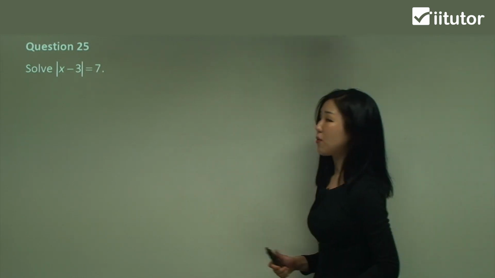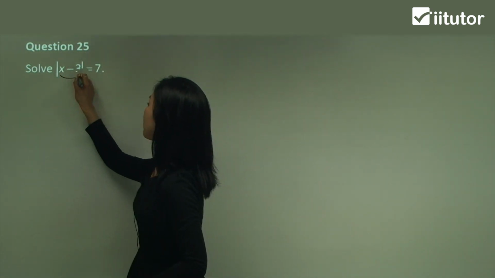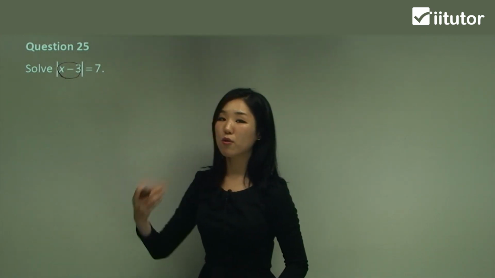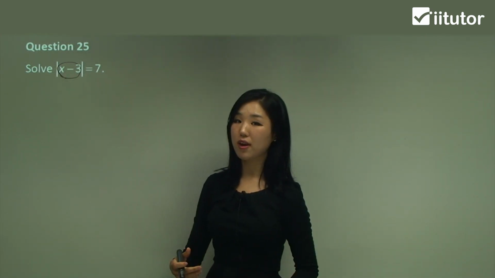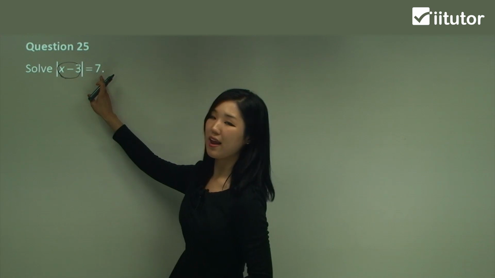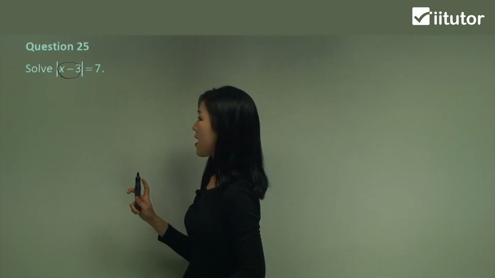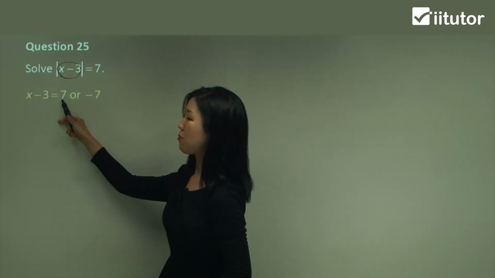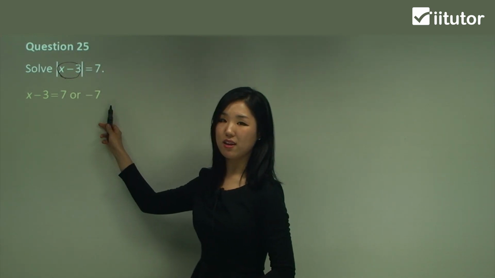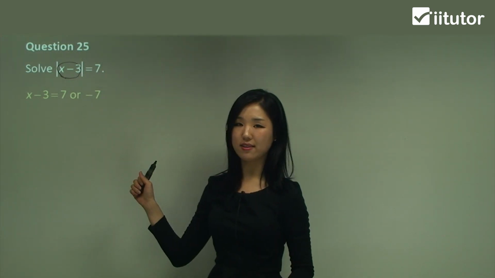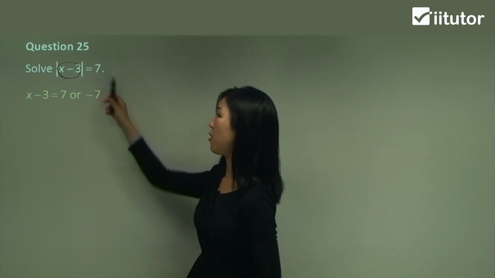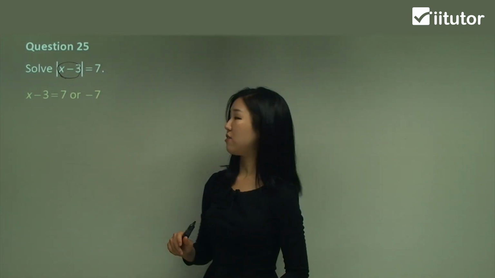Okay, again we have another one. So the inside of the absolute bar can be positive or negative. Even if it's negative, it will turn out as a +7. So we write x minus 3 can be +7 or -7. It can be both positive or negative because the outcome will be positive no matter what. So we solve those two equations.